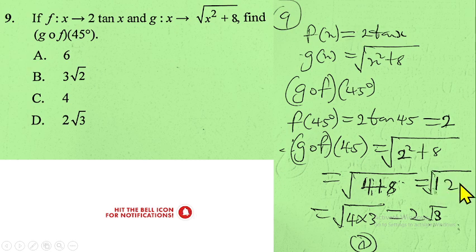You can still simplify this surd of 12 further, and that'll give us 2 surd 3 if you know how to simplify surd. Or if you don't know, this is what you have done here. So that'll give us 2 surd 3. And option D is the correct option for question number 9.